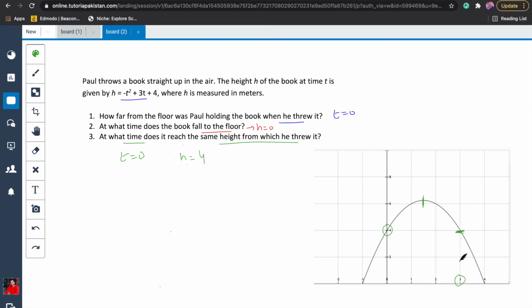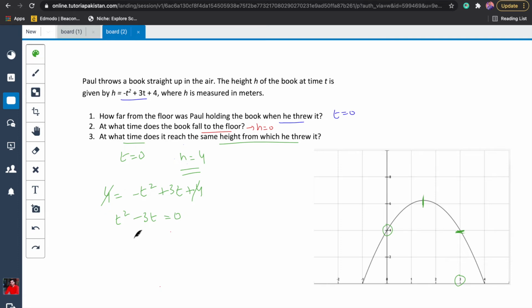But let's say if you don't have the graph, you need to solve the equation. And how can we solve the equation? Now you need to put h equals 4 and solve for this t. Very simple. When h equals 4, what's the equation? We have minus t square plus 3t plus 4. So we need to know the time at h equals 4. That was the question, but 4 was not given to us. That was the trick. 4 and 4 will cancel out. Let's multiply this equation with minus 1. We will get t square minus 3t equals 0.